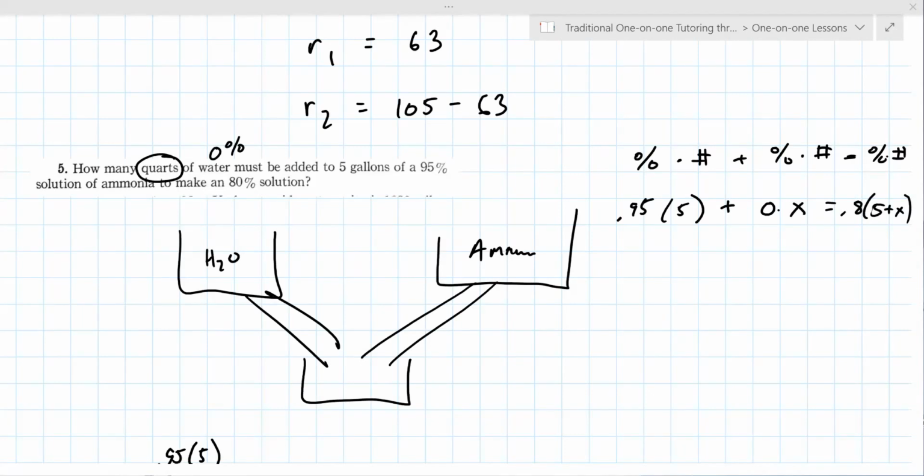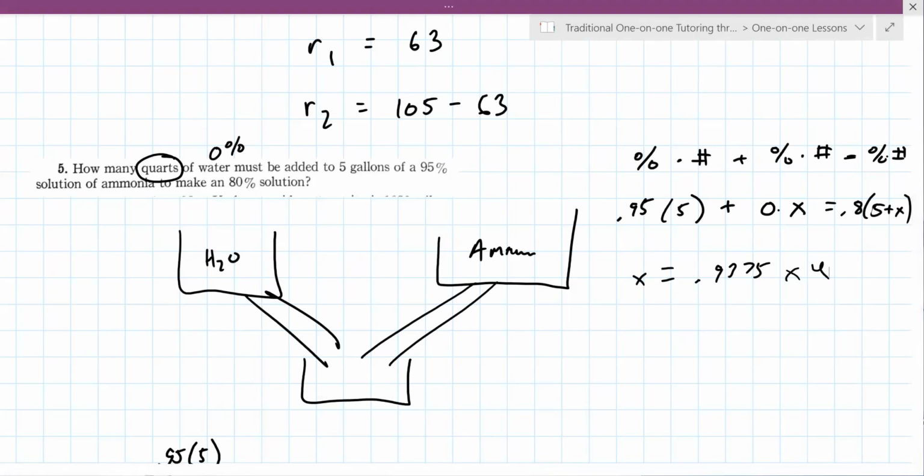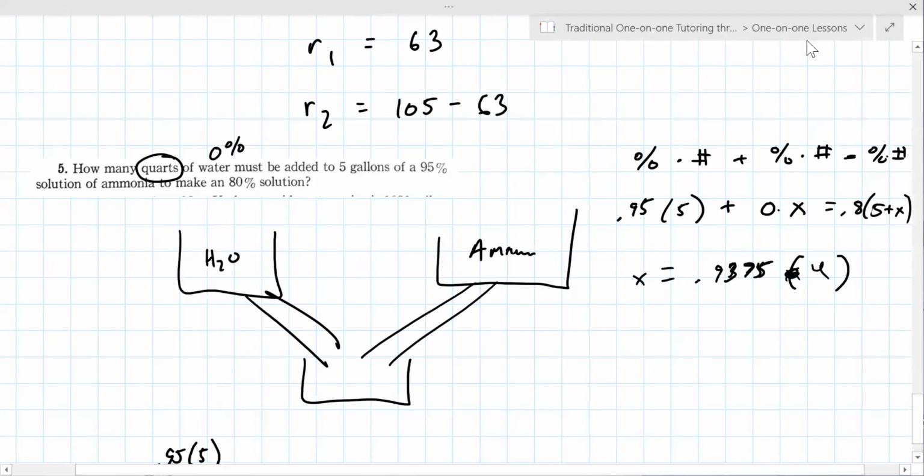So the answer is, are you allowed to use calculators? I'm assuming you are. Okay, 0.9375 gallons. So no, you multiply by 4. I'm sorry, not divide. Was that 0.9375? Yeah, 0.9375. But you then have to multiply by 4 to get quarts from gallons.